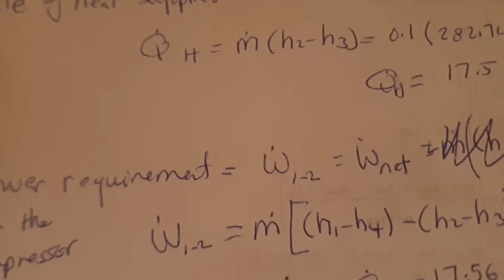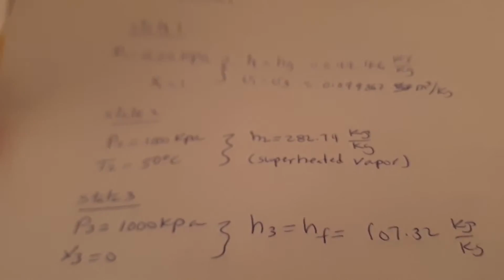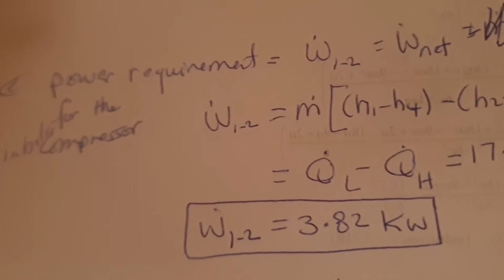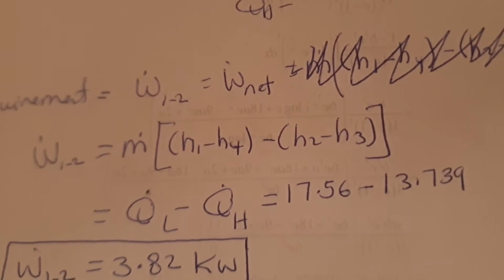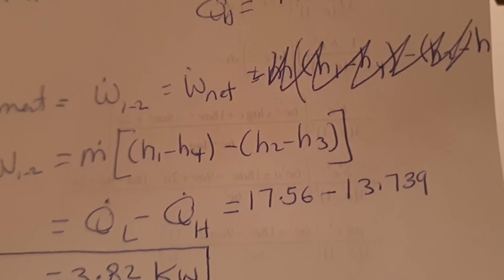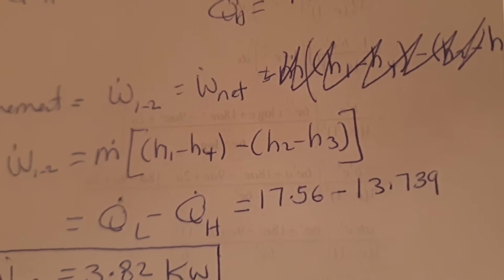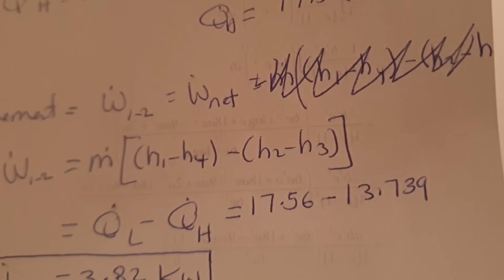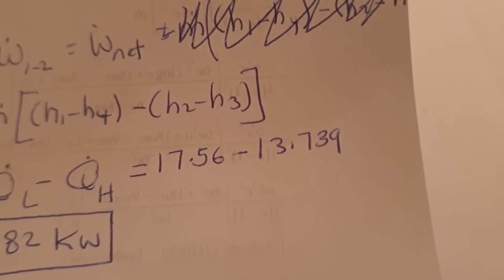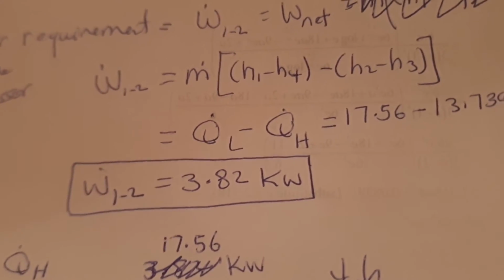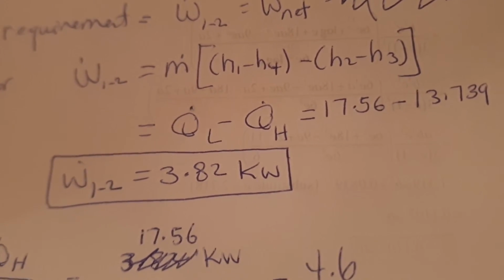And now the power requirement for the compressor is W dot 1,2. Remember, the compressor is 1 to 2. So to find the power requirement of the compressor, it's M dot, open the parentheses, H1 minus H4, minus H2 minus H3. So we know that M dot times H1 minus H4 is Q dot L, and M dot times H2 minus H3 is Q dot H. So we subtract these two, because we found 17.56 here, and we found 13.739 here. So this minus this would give you W dot 1,2, which is the power requirement of the compressor.